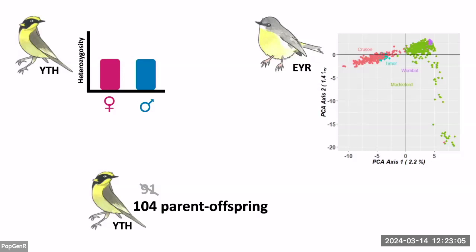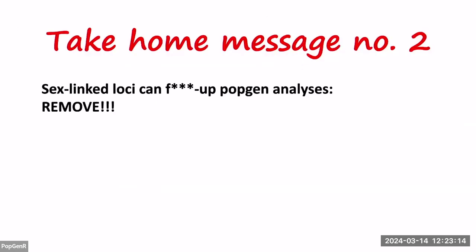Are you scared yet? Good. Therefore, take-home message number 2, sex-linked loci can F up your population genetic analysis.